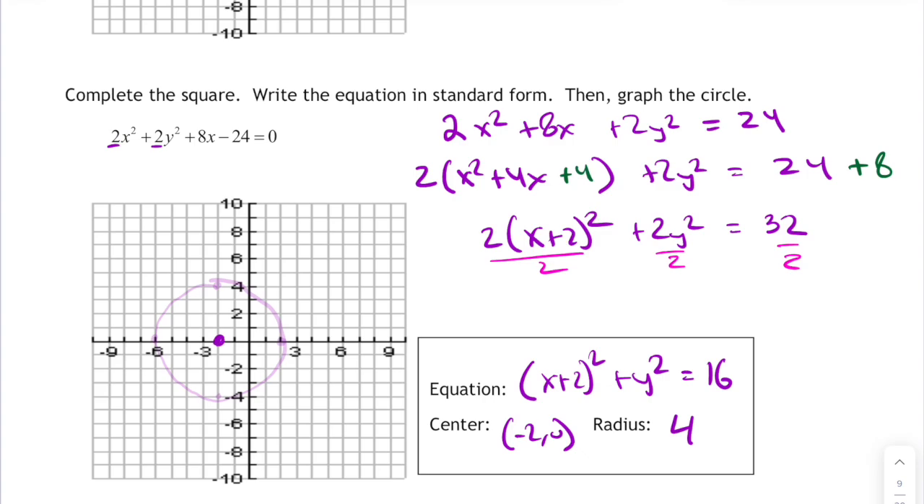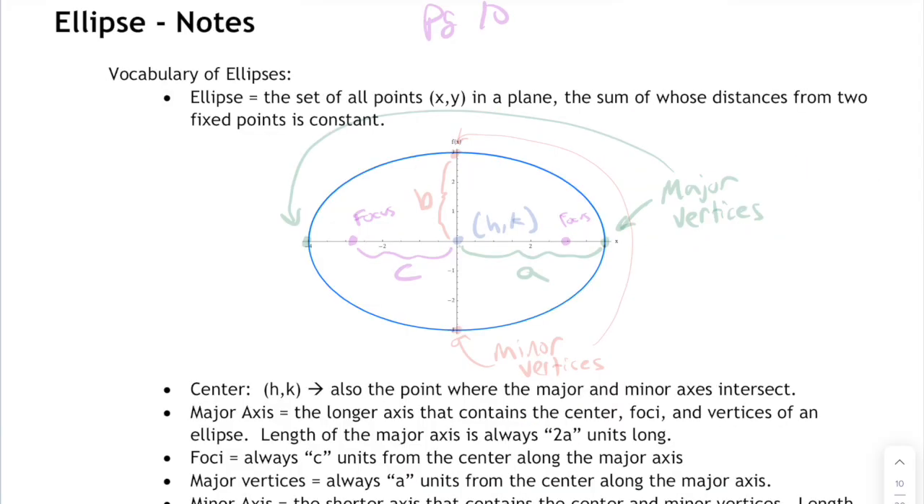1, 2, 3, 4. Graph the top, bottom, left, and right. Oops, too close. And then just sketch our circle out. So that's circles. All right, so what is this? This is page 10.